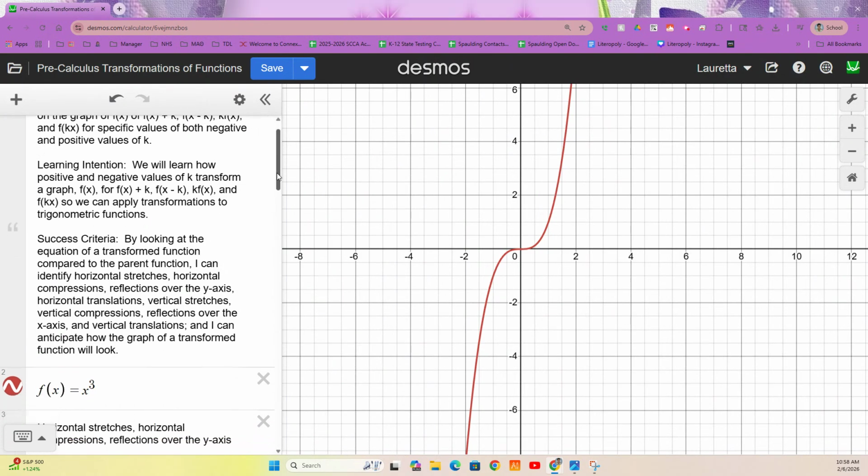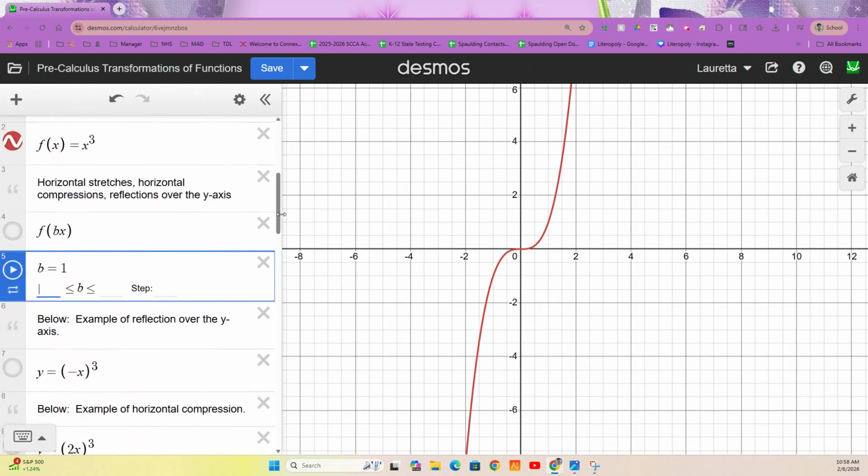So for this recording, we're going to look at the parent function f of x equals x cubed, which we have right here. This is an odd function. It has rotational symmetry about the origin. So if I rotate this 180 degrees about the origin, it will look exactly the same.